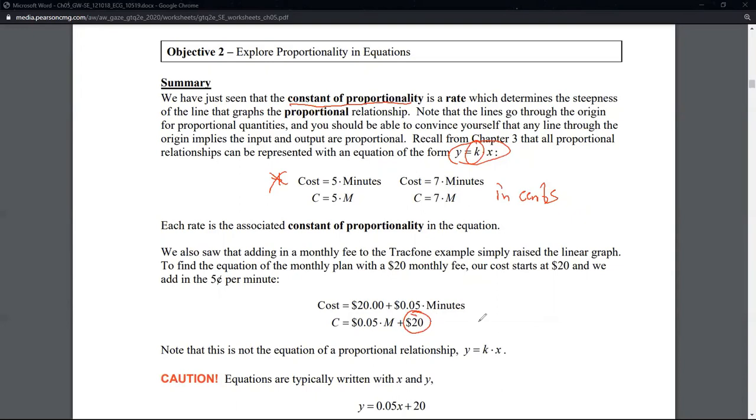It still has some similarities, which we talked about being the slope, which we'll discuss in more detail in 5.2. But it doesn't go through the origin anymore. You can't just say as one doubles, the other doubles. It doesn't quite work the same.